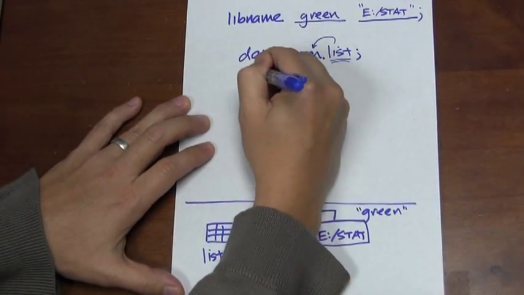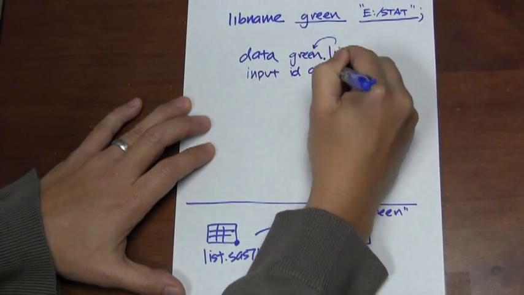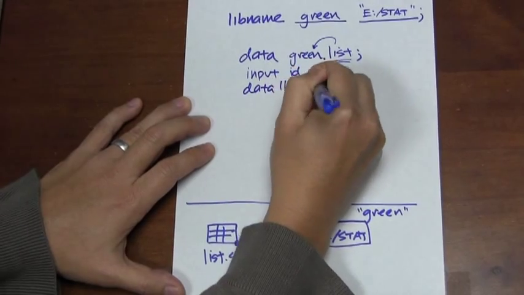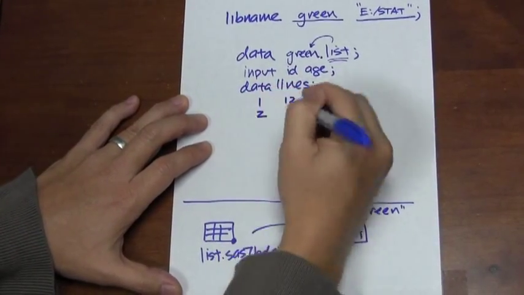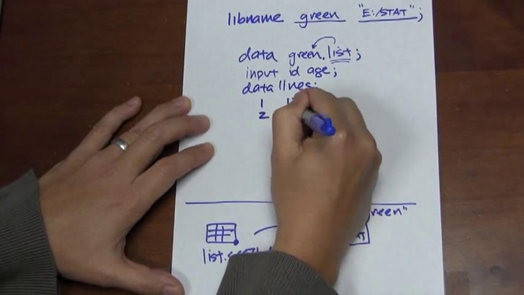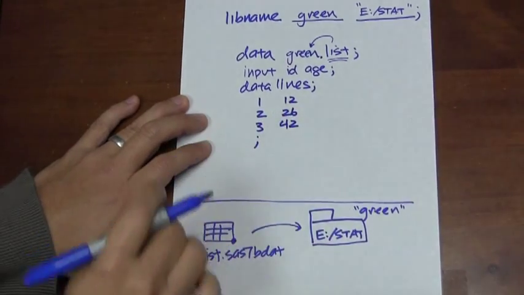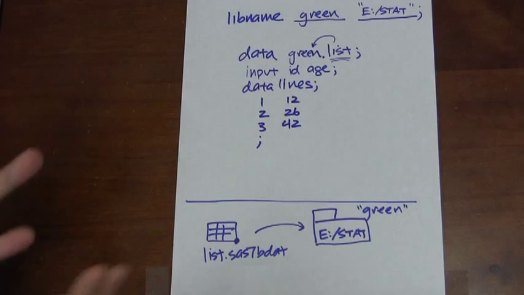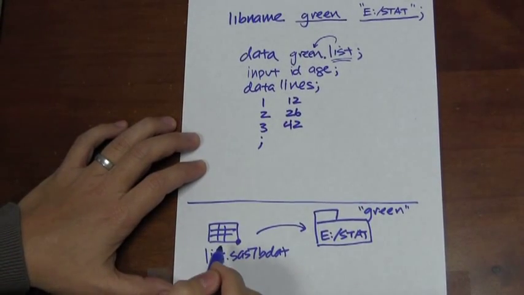So if you recall, we had input ID, age, and we had data lines. And I think that data looks something like this: 26, 3, 42. All right. And that'll do exactly what we wanted to do down here, which is to create a new dataset matrix list.